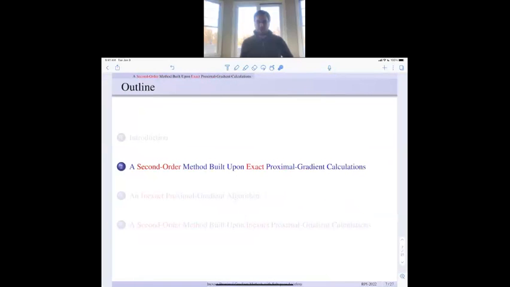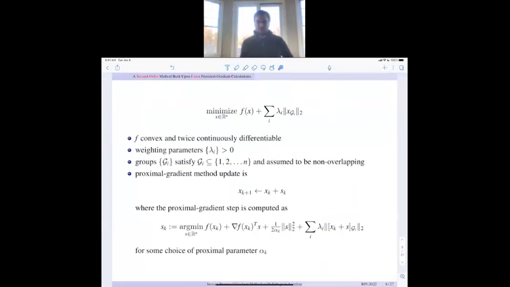So what is this second order method that we've developed? It's a second order method, and it's going to use subspace acceleration, as I've just discussed. And it's built upon, for now, exact computations of what's called the proximal gradient calculation. Again, we're going to focus on the problem F plus the group regularizer. We are going to assume for now that these groups are non-overlapping. So these index sets G_i are assumed to be non-overlapping.